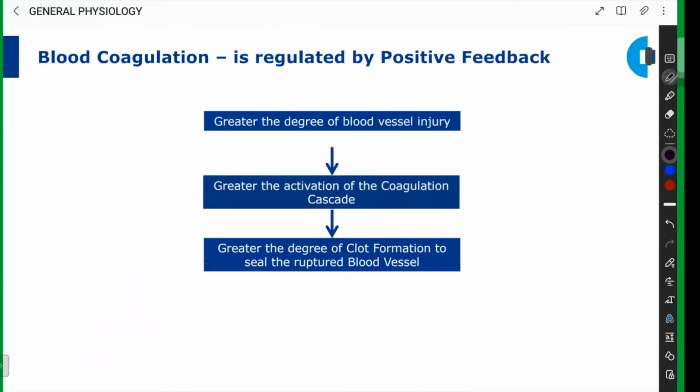See here, what happens in coagulation? Whenever there is cell injury or blood vessel injury, that is going to activate the cascade of coagulation. So the greater the degree of injury, the greater the clot formation, to seal the ruptured blood vessel. That is how it is going to occur.